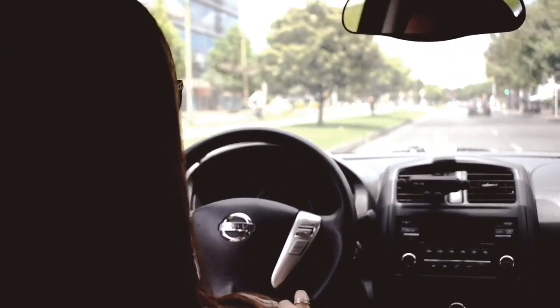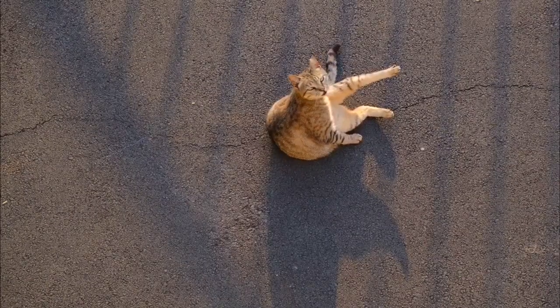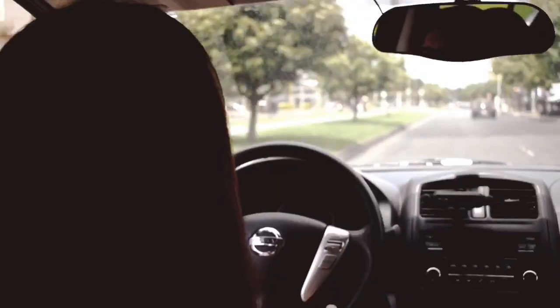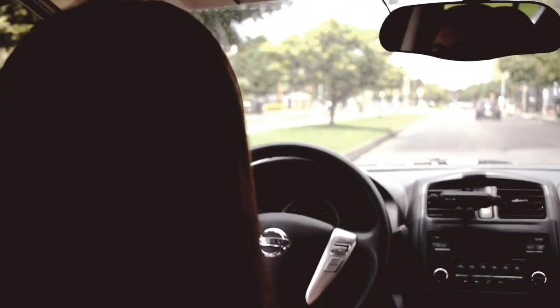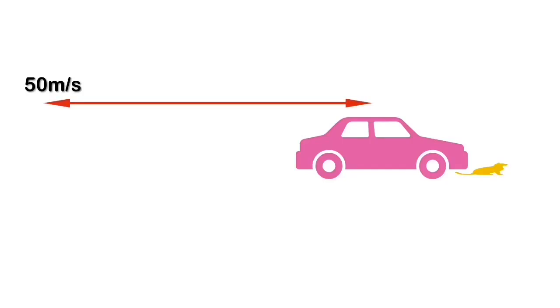The car is moving at a speed of 50 meters per second. Suddenly the car encountered an animal. Immediately the driver applies the brake and the velocity of the car immediately becomes 0 meter per second. The initial velocity was 50 meter per second and the final velocity will become 0 meter per second. That means the velocity is decreasing. So this decrease in velocity is called retardation.